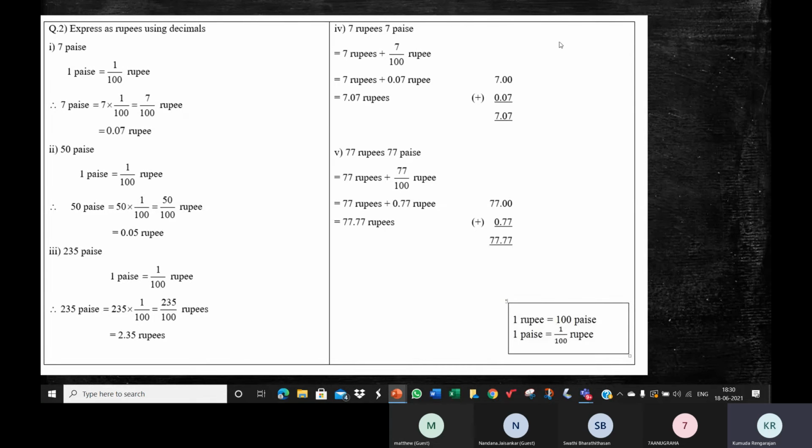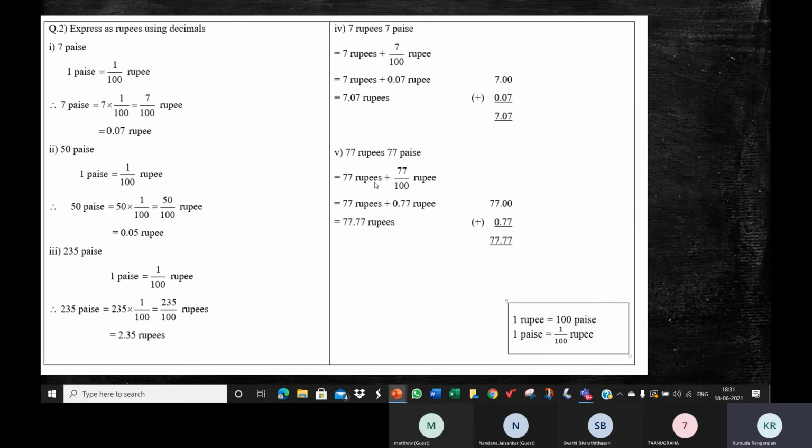So children, we'll just discuss 1 or 2. So see here, 77 rupees, 77 paise. You need to convert it to rupees, express as rupees using decimals. Okay, so we need to express in decimals and in rupees. That means you don't want the paise. That's what it is. Express as rupees means you don't want the paise. Using decimals, so the answer should be a decimal. It should not be a fraction. It should be a decimal. Okay, and it should be in rupees. That paise should not be there.